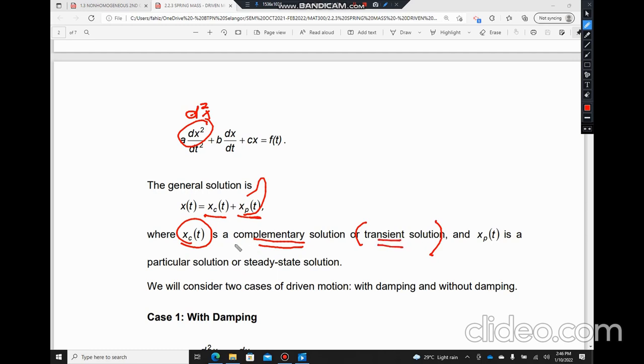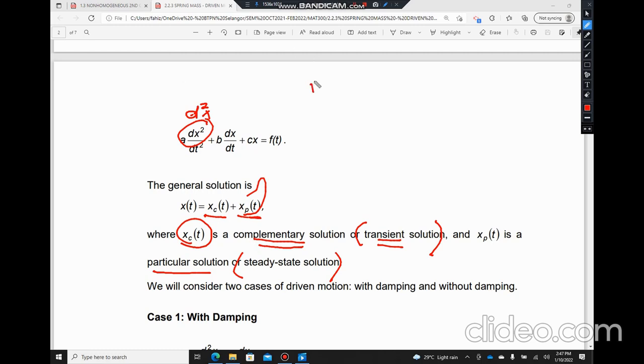So yang ni untuk xc. Kalau dia nak transient solution, maksudnya dia nak xc. And then another one is particular solution, xp. So sometimes we use particular solution, and then dalam application biasanya dia kata steady state solution. Okay, so we will consider two cases of driven motion with damping and without damping. So sebelum kita teruskan untuk driven motion, saya buat conclusion dekat sini supaya kita tak confuse.